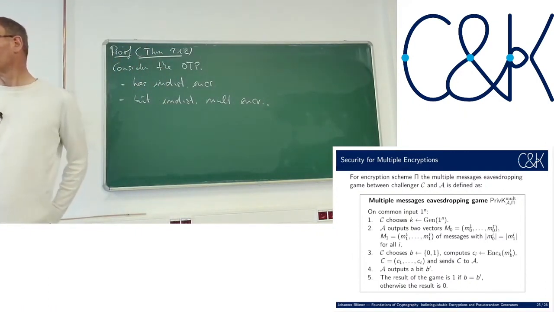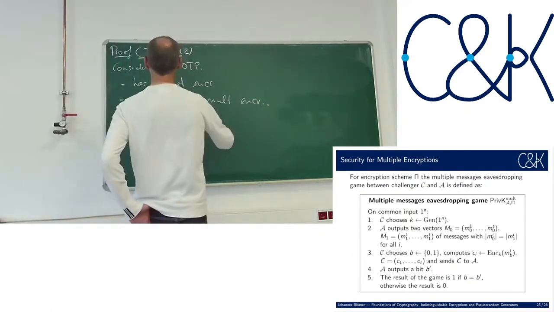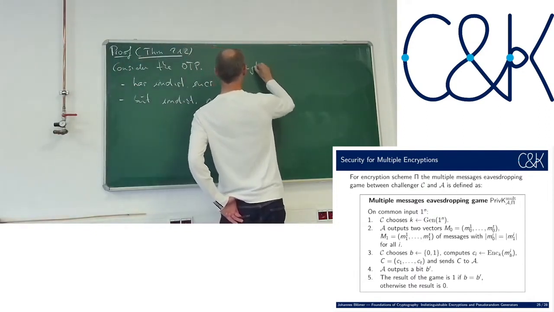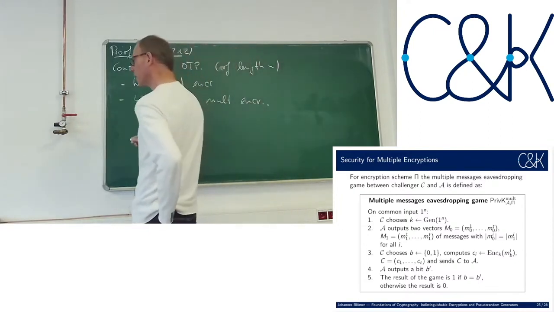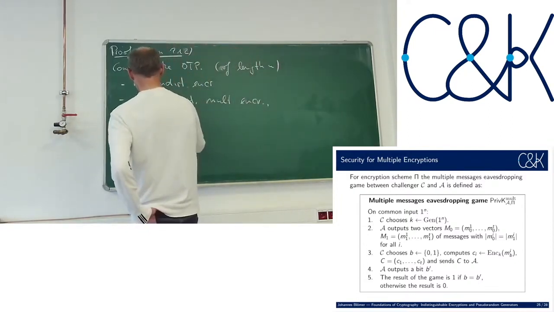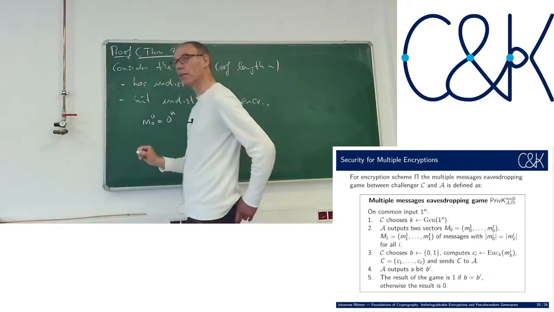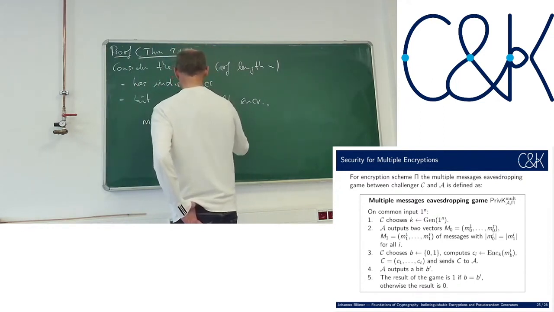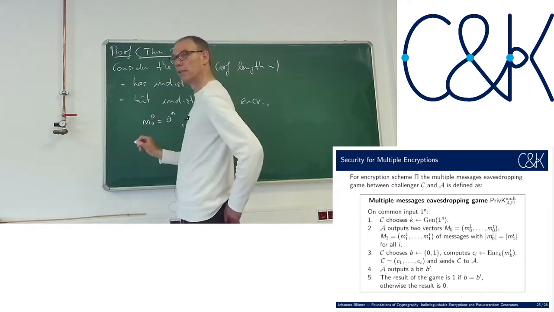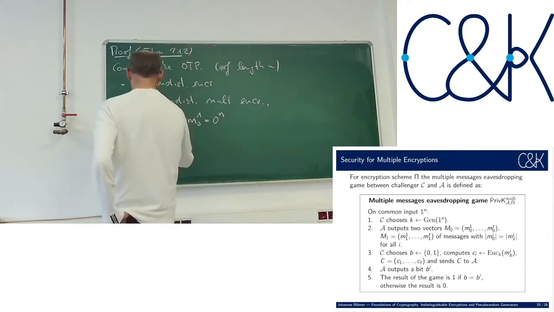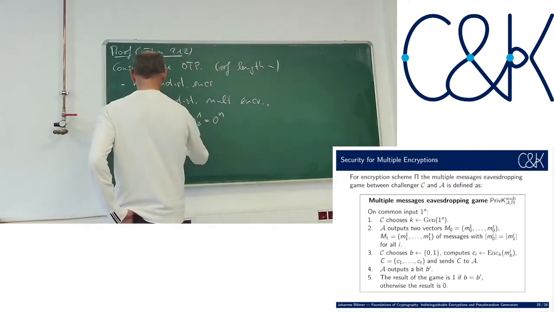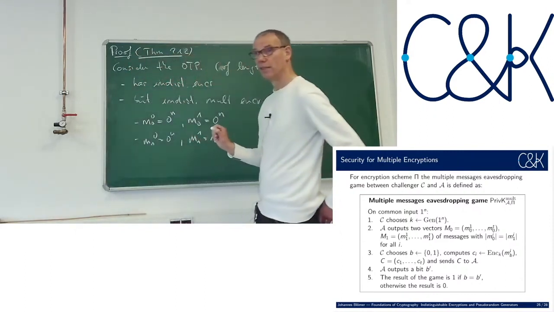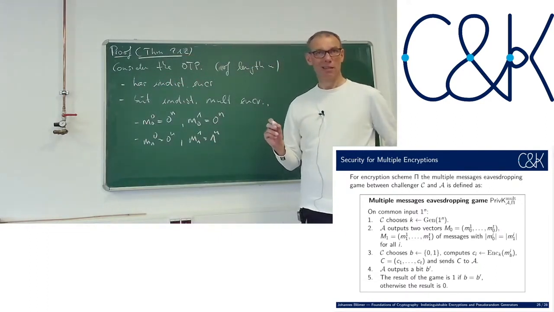Let me be even more specific. So on messages of length, say this is of length n. So I say M 0,0 is 0 to the n. M 0,1 is also 0 to the n. M 1,0 is 0 to the n. M 1,1 is 1 to the n. Okay.